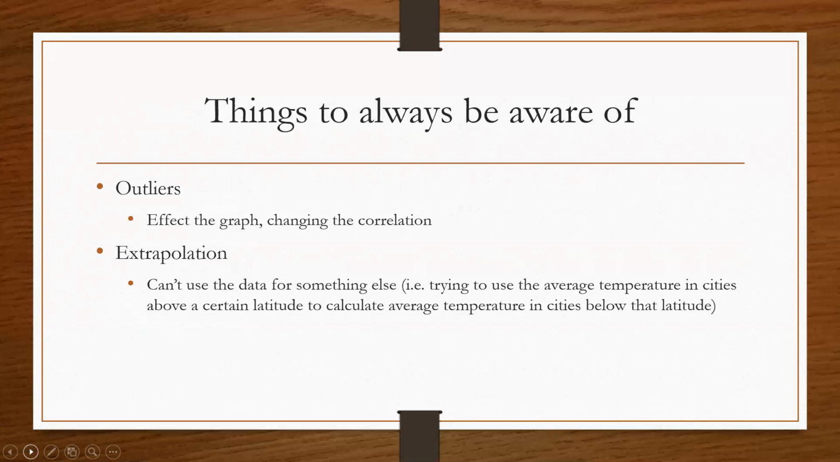And lastly, just some things to always be aware of when you're doing this stuff. Outliers are dangerous little things that will affect the graph. The most important thing is they will change the correlation value, so you always have to be conscious of that.